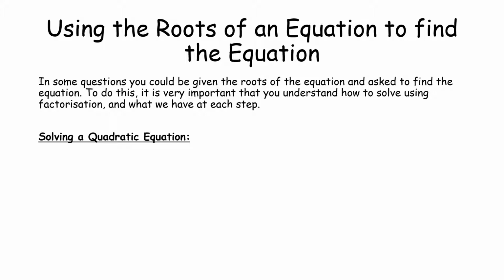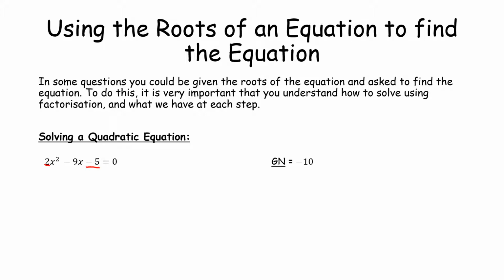So if we are using the roots of the equation to find the equation, we first must make sure we are 100% with how factorization works. So I'm going to work through the factorization method of solving a quadratic equation. So a quadratic equation here is given as 2x squared minus 9x minus 5 equals 0. From this we get a guide number of -10.